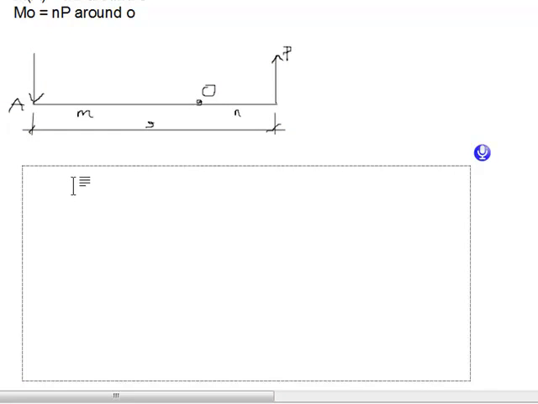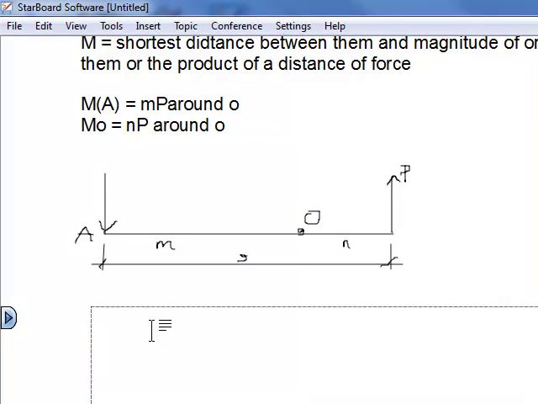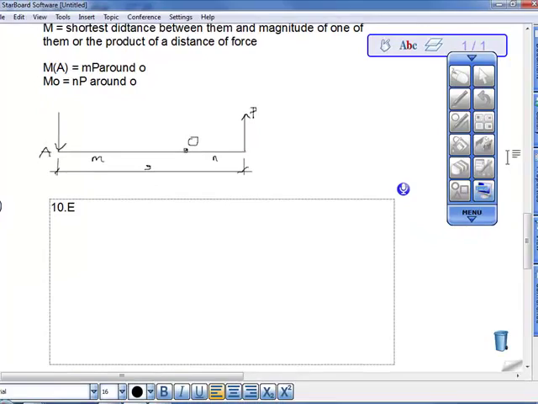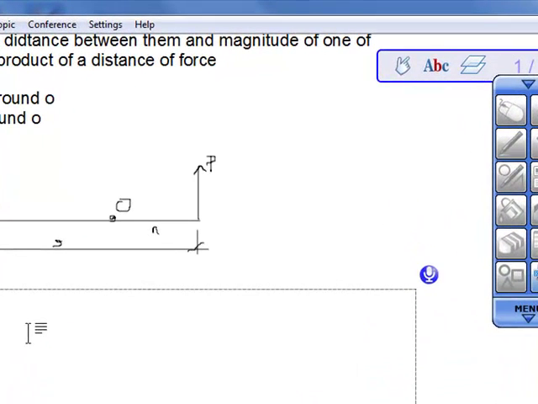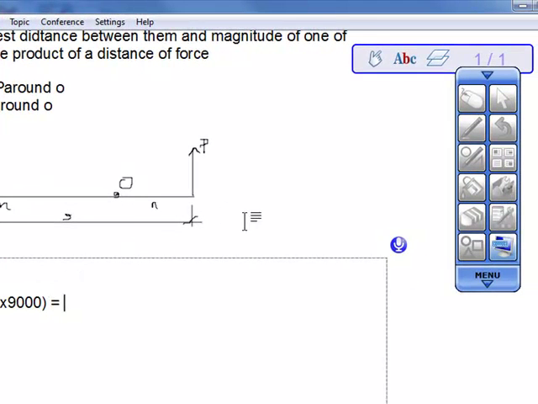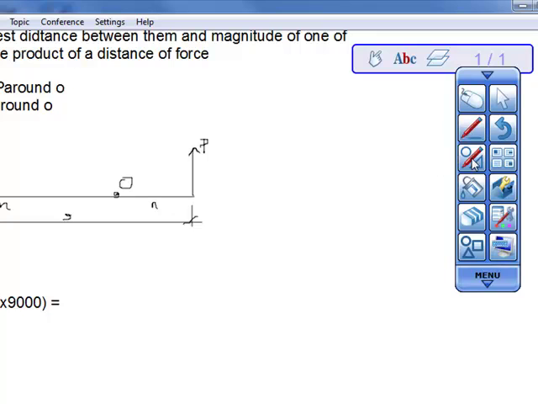So this is problem 10E in the book, right? So I did 14R2 equals 4 times 9,000, because that's the distributed load, plus the point load. Where did you get, how do you get 9,000? Okay, let me show you. It's going to be the 10,000 plus the 6,000 divided in half.